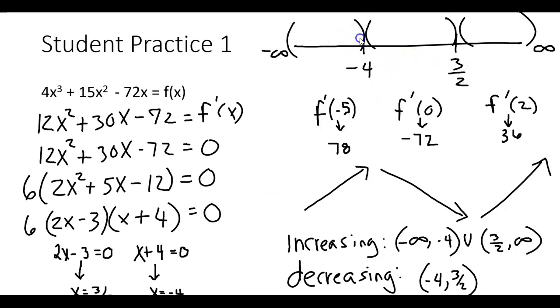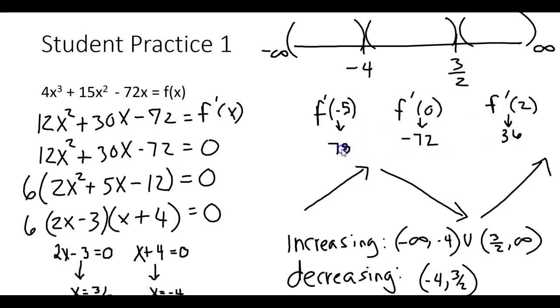We're going to pick a number from each of these 3 intervals that it breaks the number line up into. So for the first interval here, I'm picking -5. And for the next one, I'm picking 0. And for the next one, I'm picking 2. Plugging those into the derivatives, we can find the value of the slope at those points, which is these numbers here.